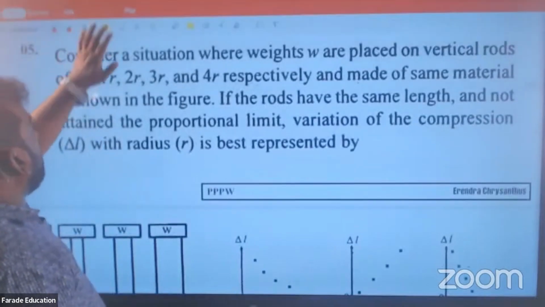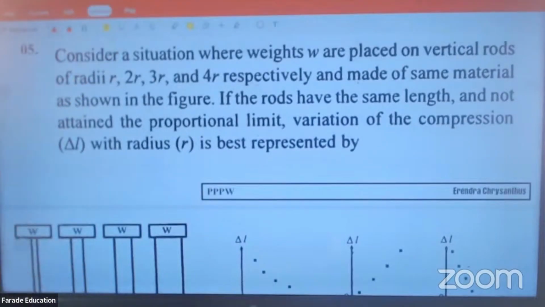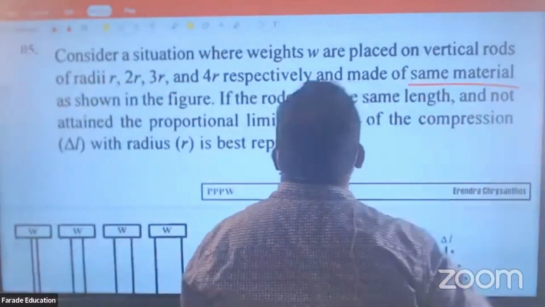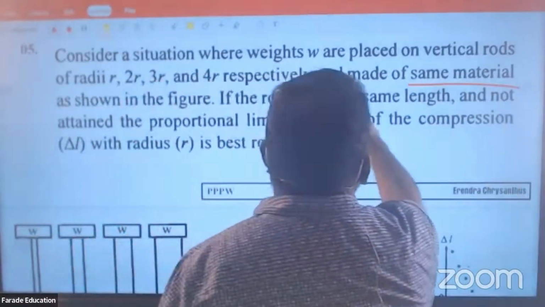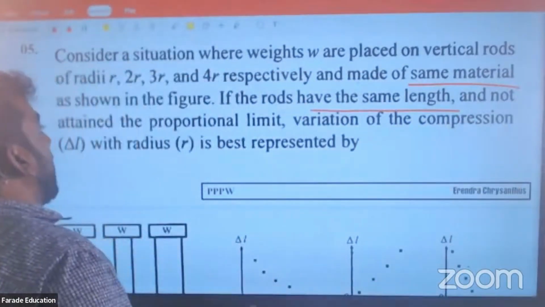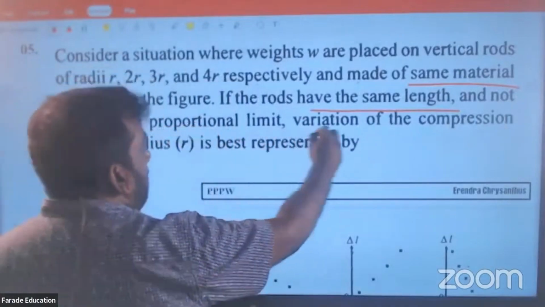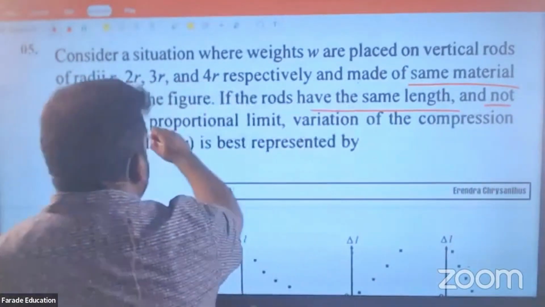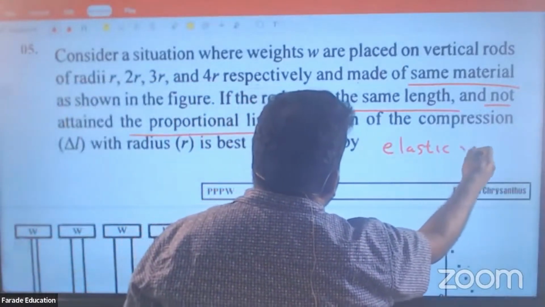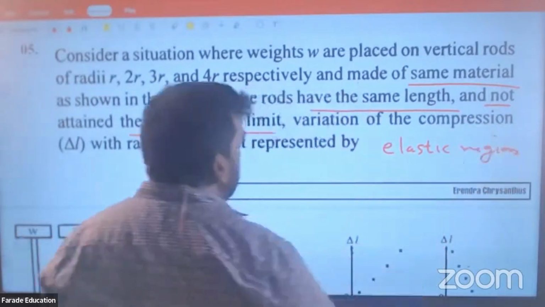Consider a situation where weights W are placed on the vertical rods of radii R, 2R, 3R, 4R respectively, made from the same material, keyword same material, have the same length and not attains proportionality limit. Not means still in the elastic region. So it's in the elastic region, right?